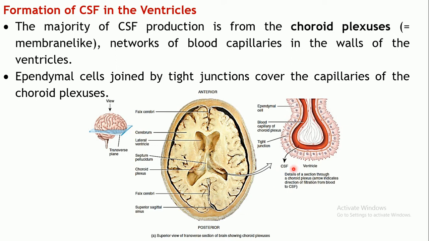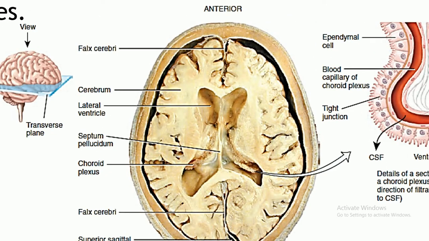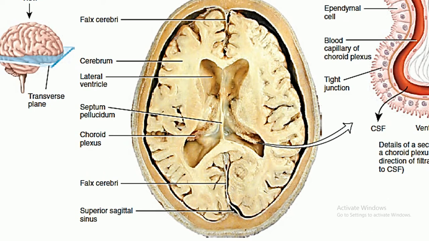There are structures called choroid plexuses, meaning membrane-like plexuses. So that's the actual picture of the brain, as you can see over here. I'll zoom it for you to make it more clear. That's the choroid plexus. These are the lateral ventricles, this one and this one, and they are separated by a translucent membrane known as septum pellucidum. Remember this one?